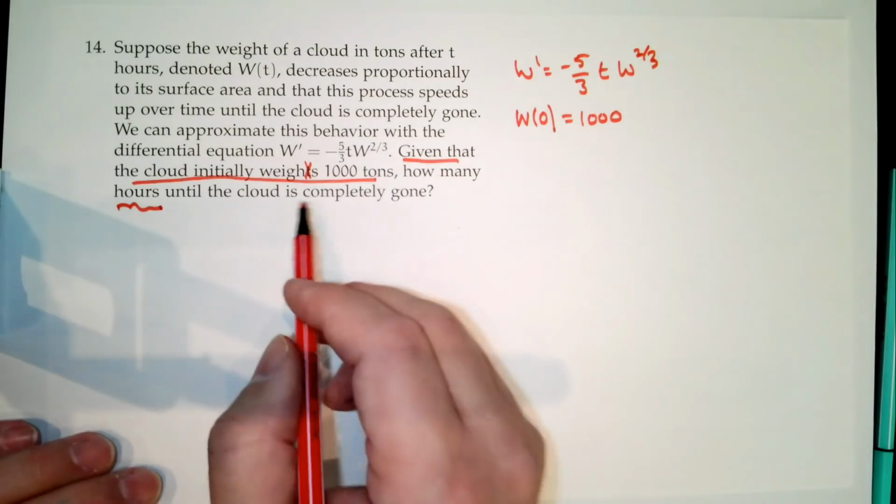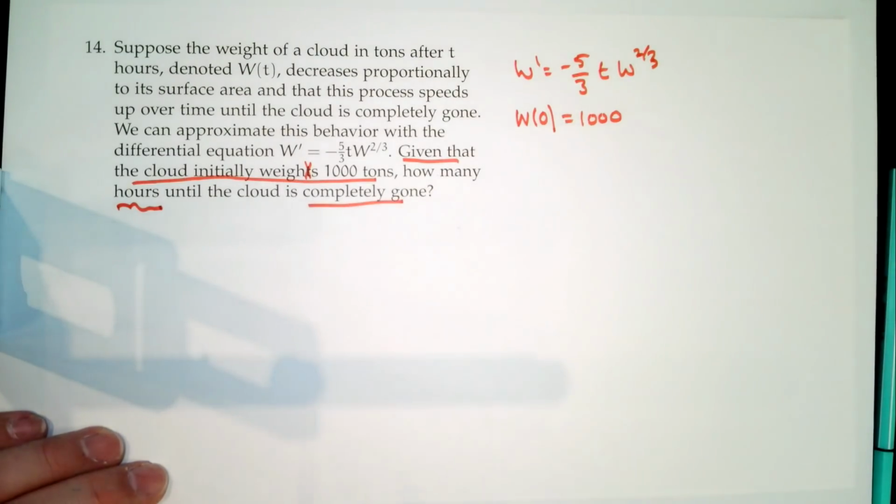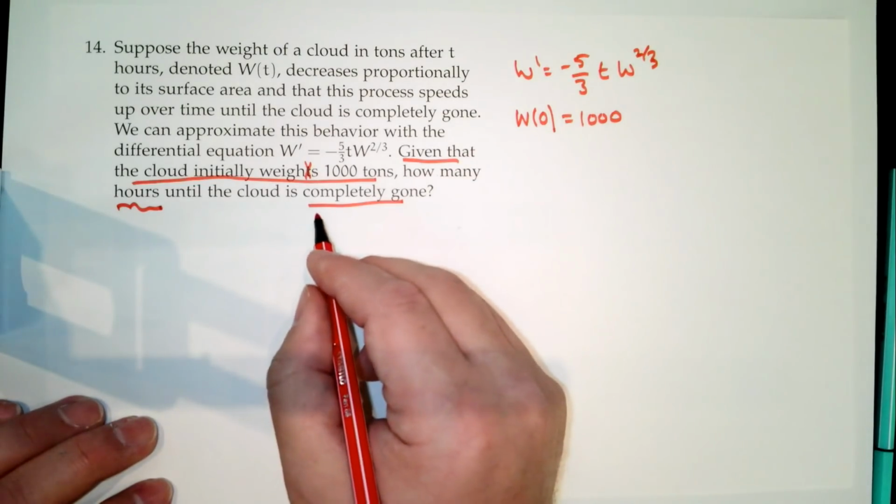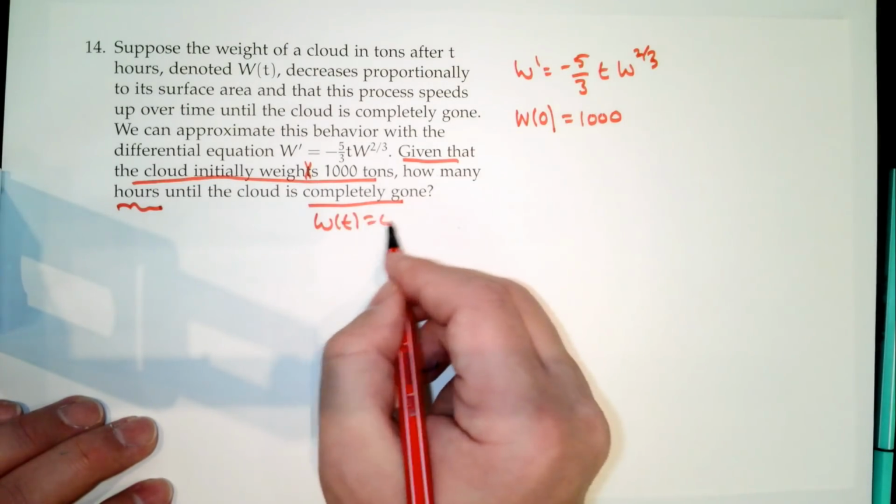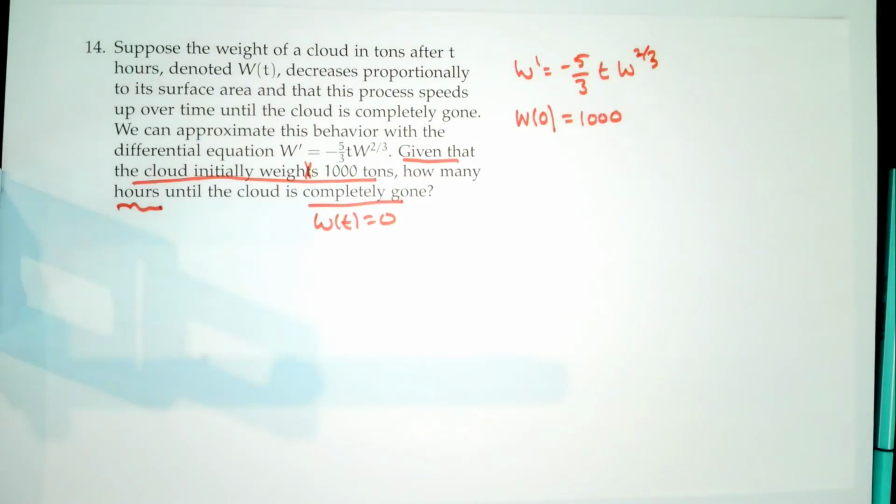Well, we want the cloud to be completely gone. When is something completely gone? When it's 0. So we want to know, when does W of t equal 0? Now, knowing this information ahead of time can help us speed up the process of solving it. Okay, so it's good to understand what we're looking for. In fact, I would say 100% of the time, make sure you know what you're looking for before you start looking. Because otherwise you might miss it.